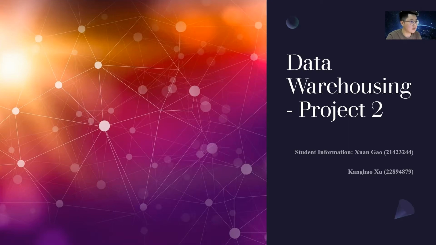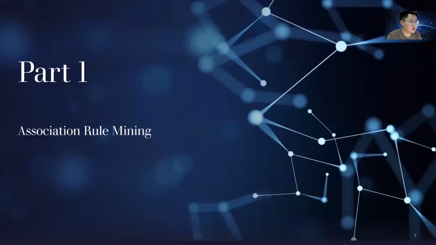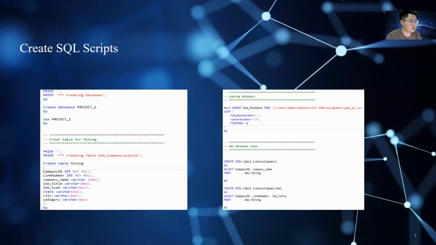Firstly, I created a company ID column in the Excel. When we use the company as a transaction, each company has a unique ID. After this, I created a line number column in Excel using the if function, which means the different job titles in the same company have a unique ID.